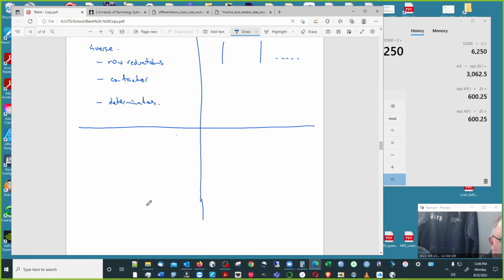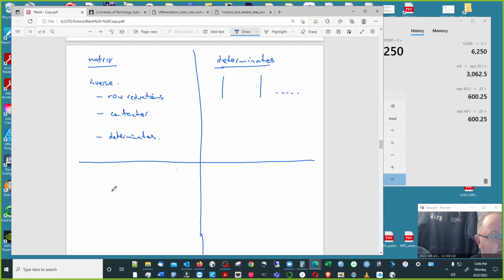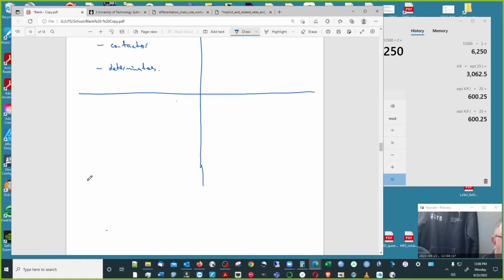I think last week I did do something, didn't I, that showed simultaneous equations, and so I won't repeat that because that was in last week's part.